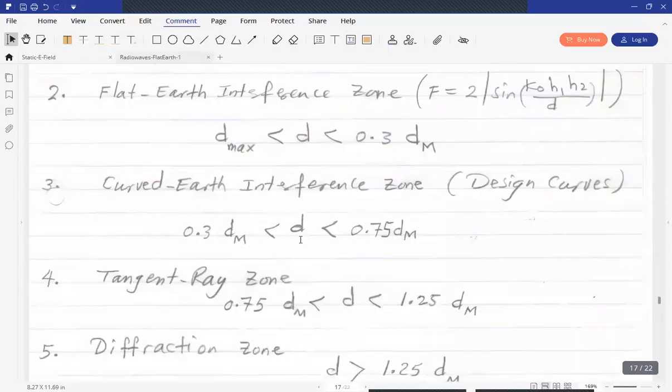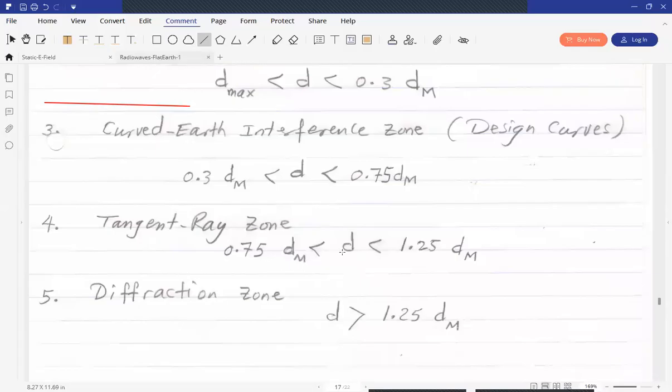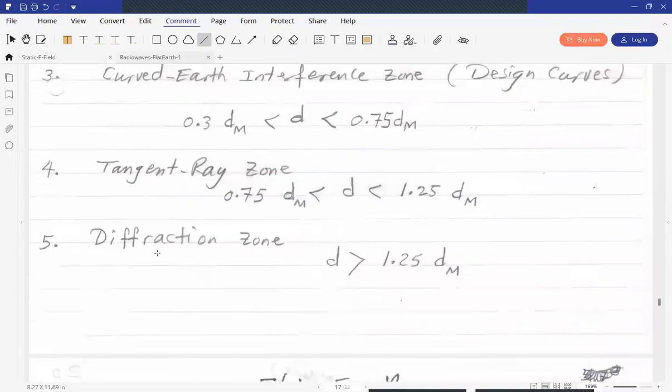Okay. Now, if the distance is between 0.3 dm and 0.75 dm, we use the curved earth interference zone. We did not reach this stage, but I have put all the formulas; we will come to them. We reached only until here. But for the future, you use this page for the whole material of the course, not only for this lecture. If the distance is between 0.75 dm and 1.25 dm, we use the tangent ray zone. If d is greater than 1.25 dm, we use the diffraction zone.